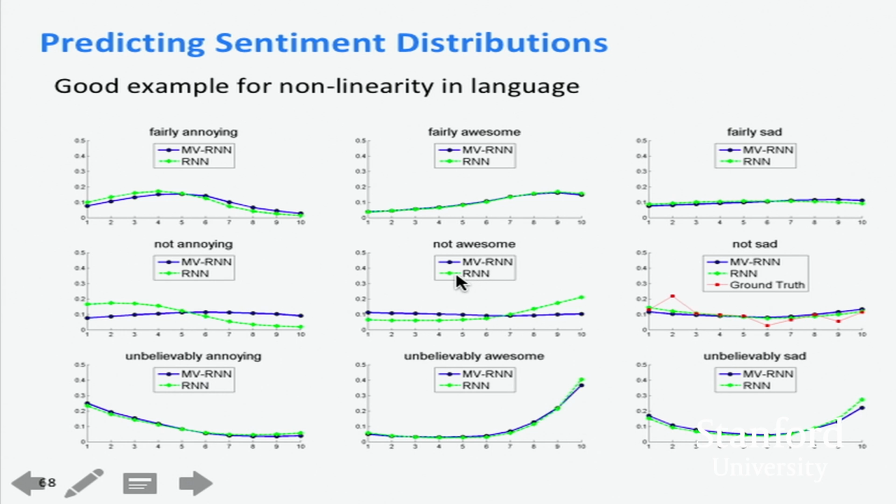And you see a similar effect with "not awesome", where the basic RNN isn't able to capture that. It's still giving most of its weight to saying, I've seen the word "awesome", this is a good movie. Whereas the matrix vector RNN has done better, and it's tamped down the weight given to meaning that it's a great movie. So it seems like we're doing better at modeling meaning combinations.